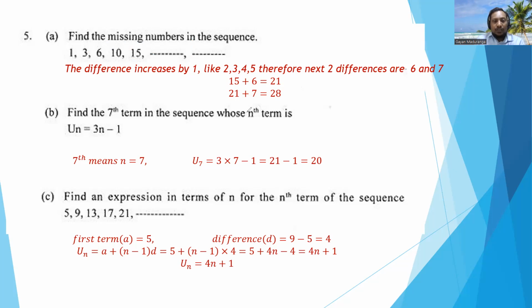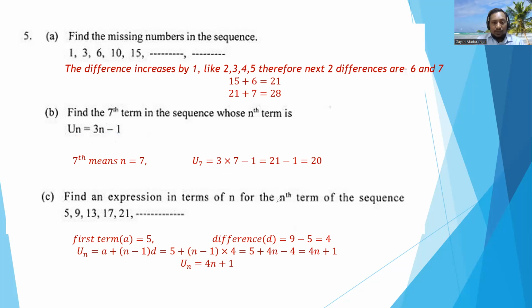The seventh term of a sequence whose nth term is 3n minus 1. When you are given the nth term, children, it's the easiest thing. What you have to do is just put 7 instead of n. Then it becomes 3 times 7 minus 1, which is 21 minus 1, which is 20.